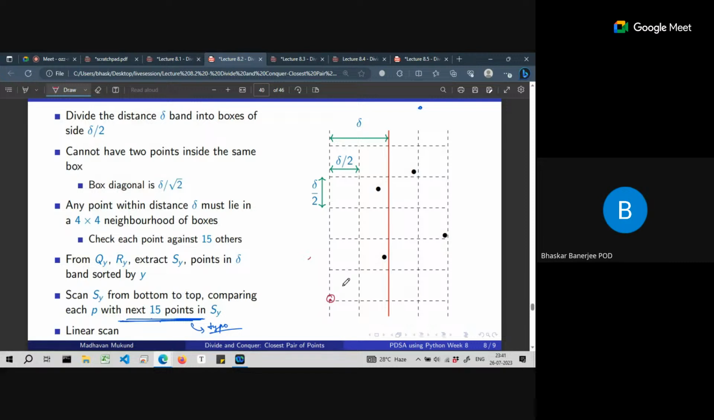Point number 1 is on the same side. If I'm considering this point, and another point is located on the other side, delta distance away, on the other side of the red line, it will be more than delta. Closer to that, that is more than delta. Still closer, it is delta by 2. It is fine. Closer to that. You mean here?